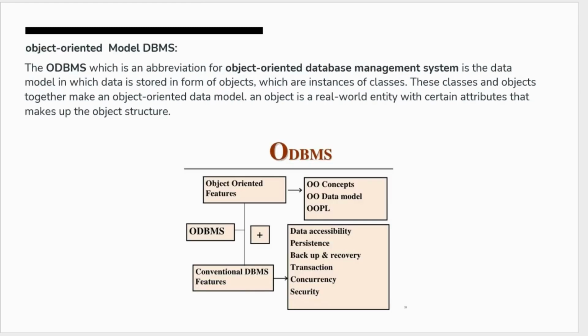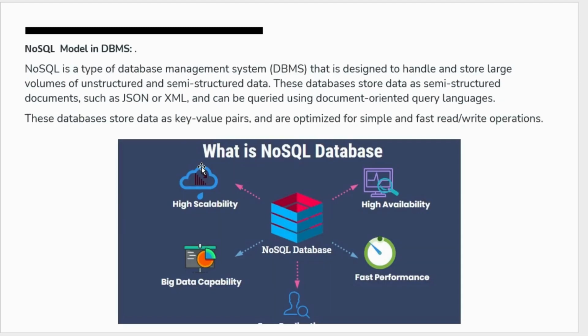The next type is object-oriented model. The object-oriented database management system is stored in the form of objects, which are instances of classes. These classes and objects together make an object-oriented data model. An object is a real-world entity with certain attributes and makes up the object structure.